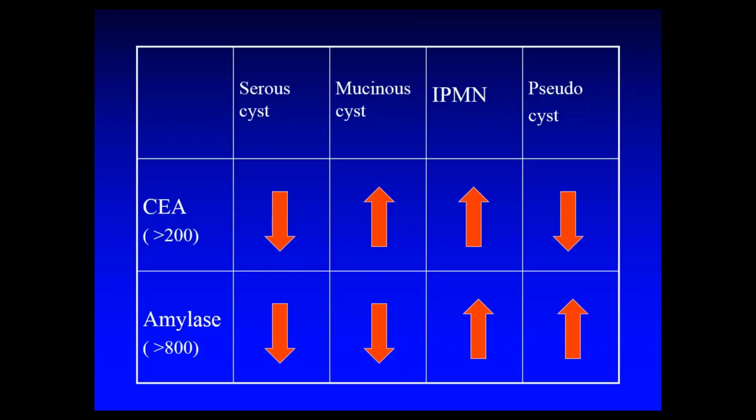So as you can see here, using this table, by aspirating the fluid and sending it out for CEA and amylase testing, it gives you a pretty good idea as to what type of cystic lesions you are dealing with.